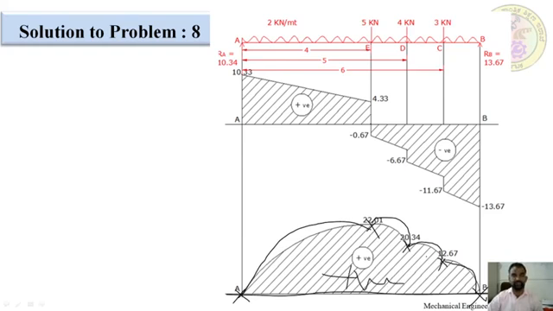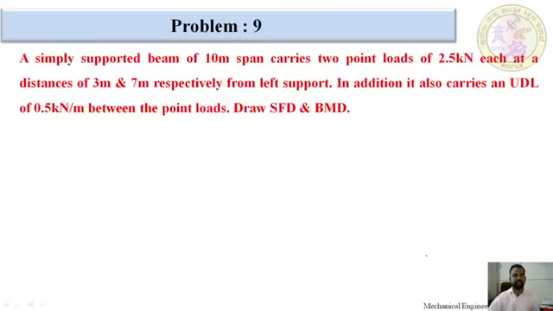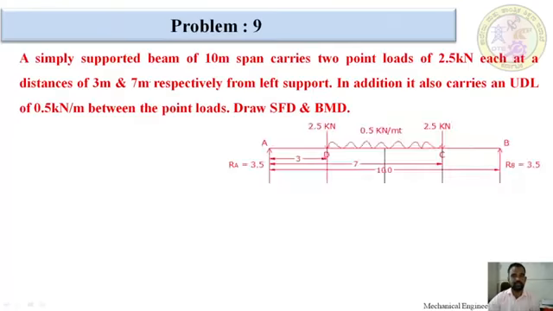Next slide we are going to move to problem number 9. This is the problem they have given. They have given a simply supported beam of span 10 meter. It also carries a point load of 2.5 kN each at a distance of 3 meter and 7 meter respectively from left support. The magnitude is the same, but distances are different.